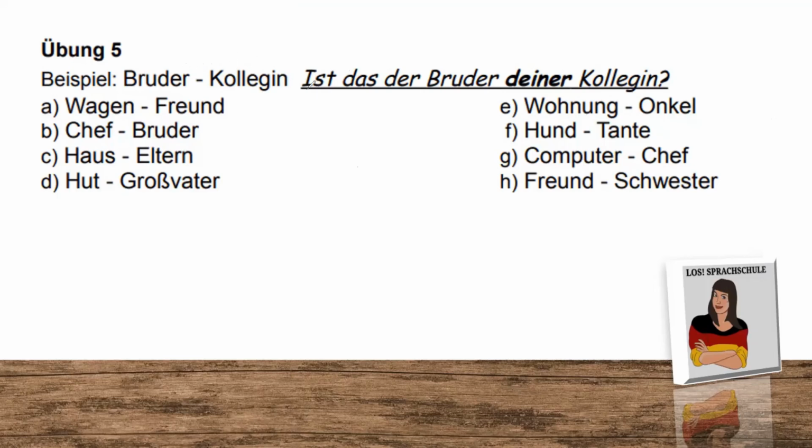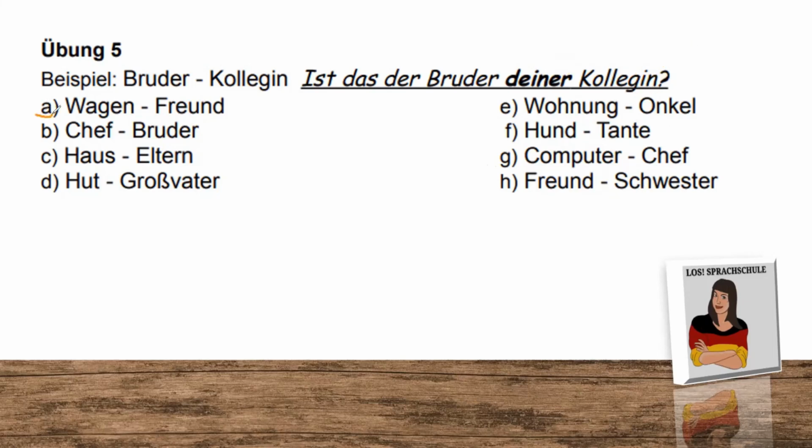Bruder, Kollegin. Ist das der Bruder deiner Kollegin? Is this the brother of your colleague? Female colleague, by the way. Deiner. If it would be male, we would say Kollegen, and we would say deines. One of those rare examples where we don't have the S.